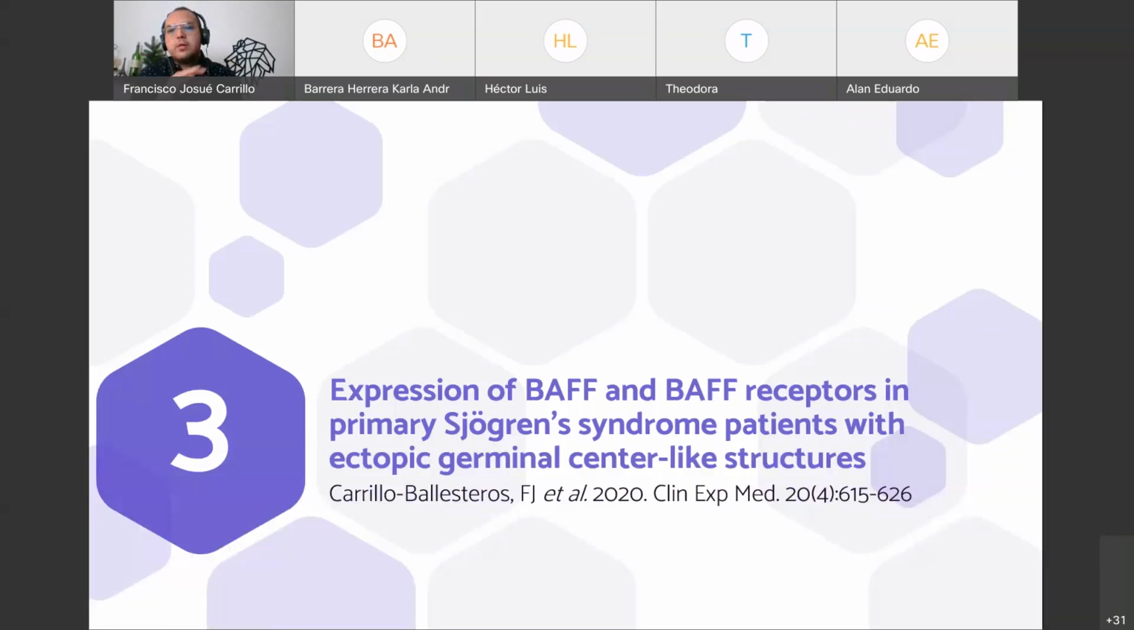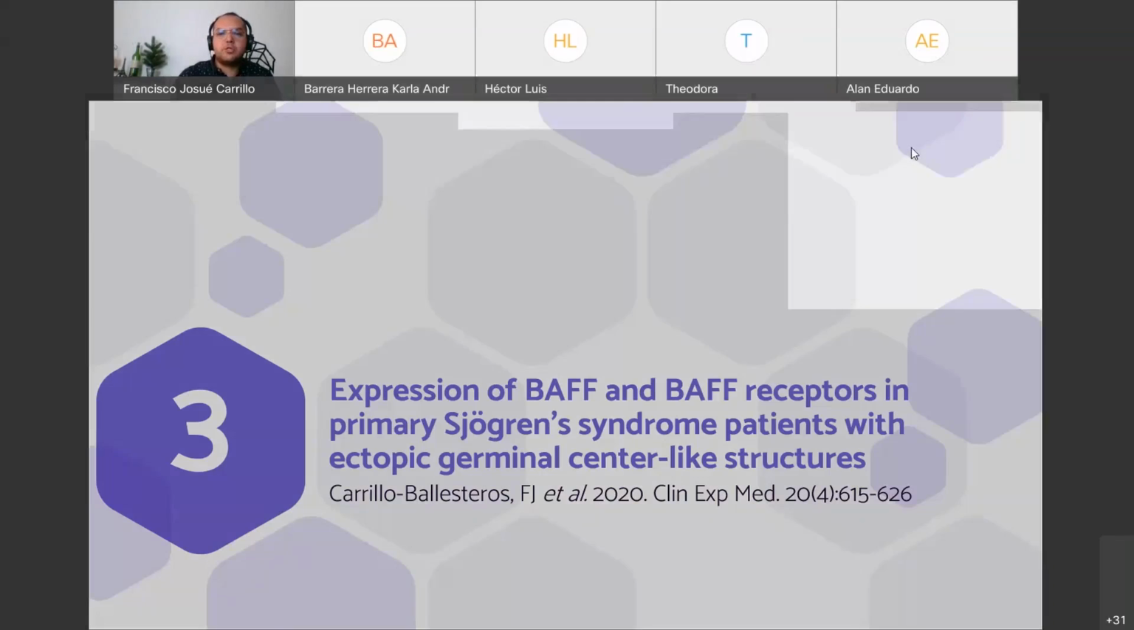So in order to answer some of these questions and to contribute a little bit to the understanding of how these immune responses, or how this immunopathogenesis, occurs in the glands of patients with primary Sjogren's syndrome, we hypothesize that the contribution of the cytokine known as B cell activating factor and its receptors could be really important and could be associated with these ectopic germinal center-like structures.